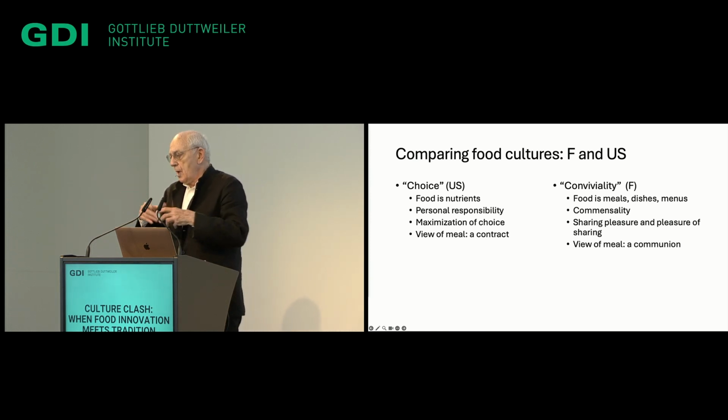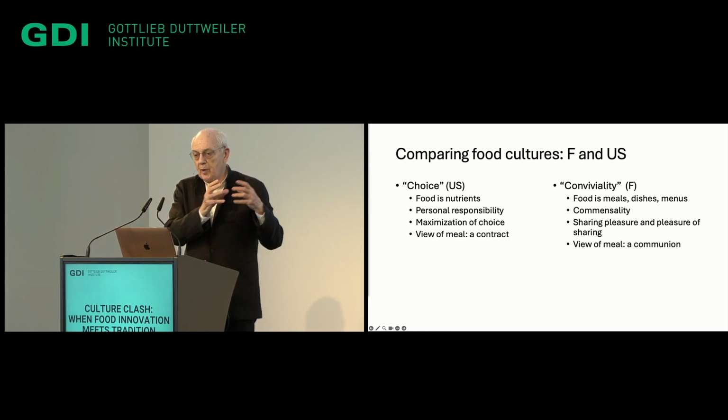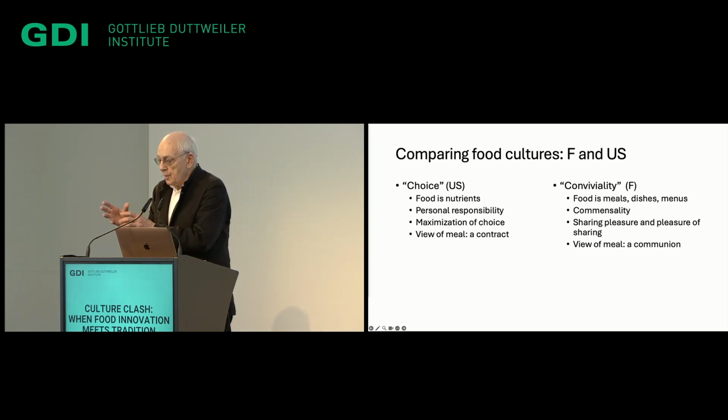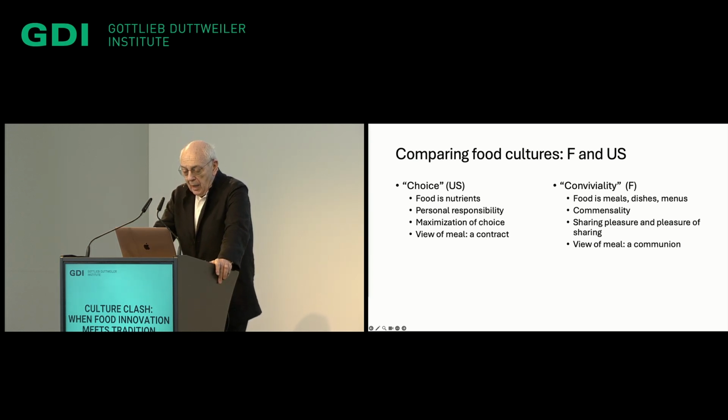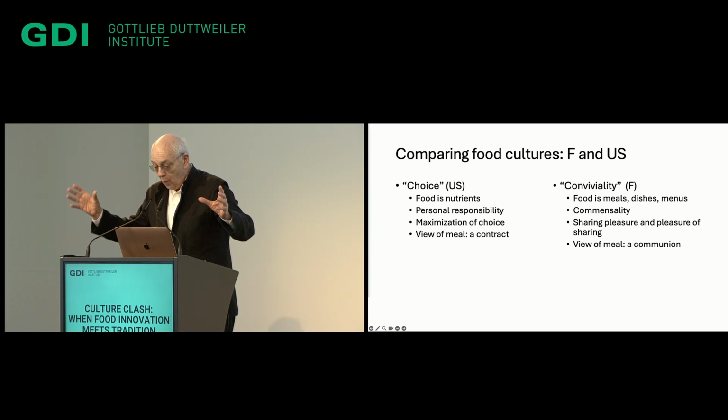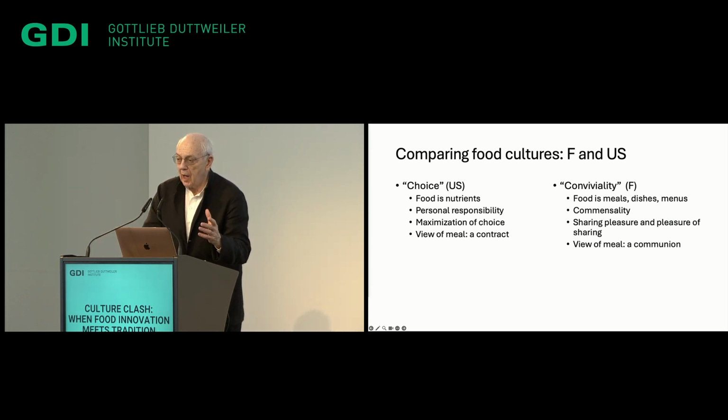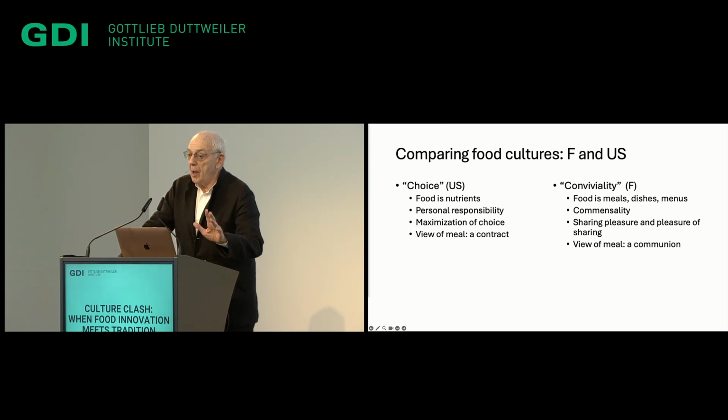So to summarize some of the most striking differences between French, for instance, and US food cultures as they appear in our research over a long period of time, I've extracted a few dimensions. Of course, we've looked at other countries, but those are the two polarities, the two poles. So on the American side, the big thing is the notion of choice. Choice is a term that comes up very often in discourse nowadays, but it's more American than anything else.